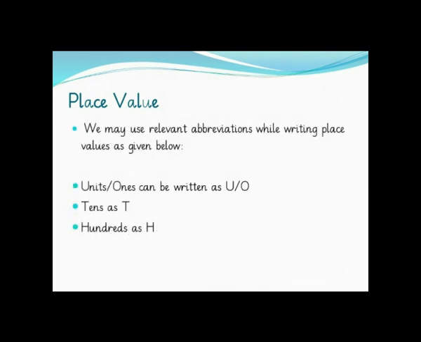Place value starts from units or ones. Next come the tens and then the hundreds. We can write units as U or ones as O. Tens can be written in abbreviated form as T. Hundreds are abbreviated as H.